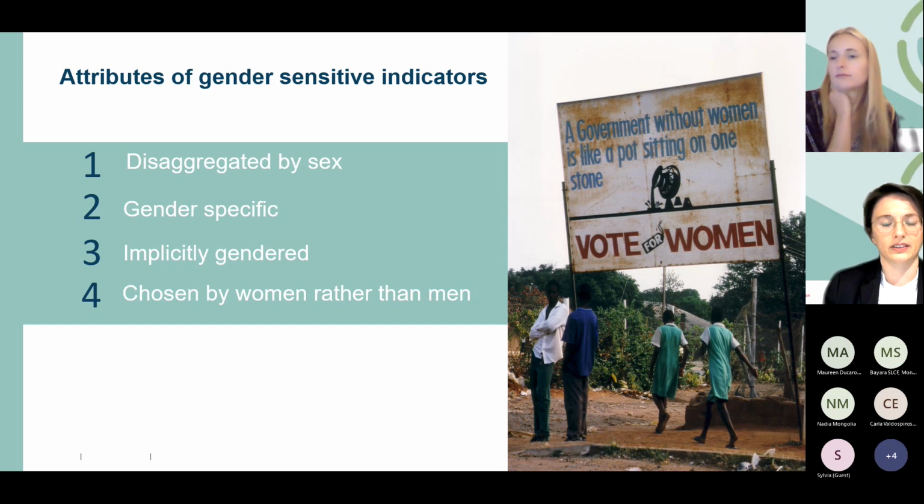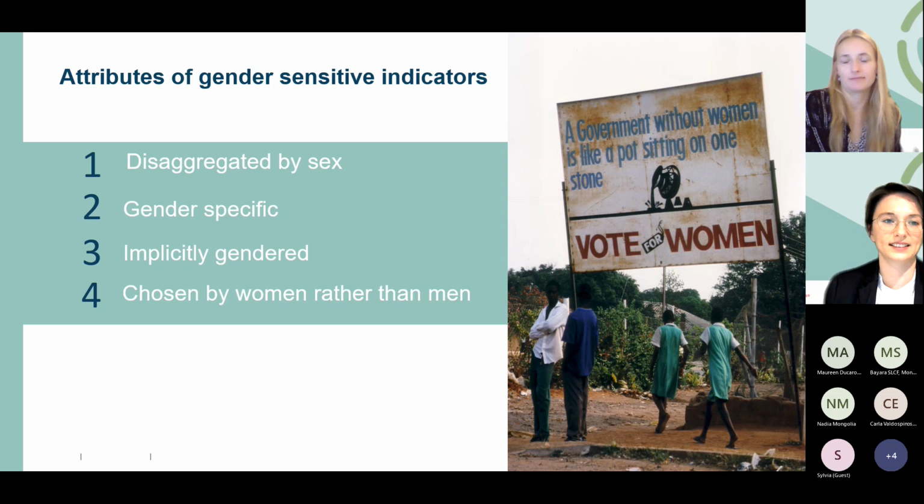So gender sensitive indicators have different attributes. First of all, they are disaggregated by sex. So indicator findings are reported separately for men and women. This, of course, requires that you collect sex disaggregated data. That means if you collect data, for example, on training attendees, you should take note if they have been male or female or even non-binary, so that in the end you are able to report that, for example, 50% of your target group have been women.